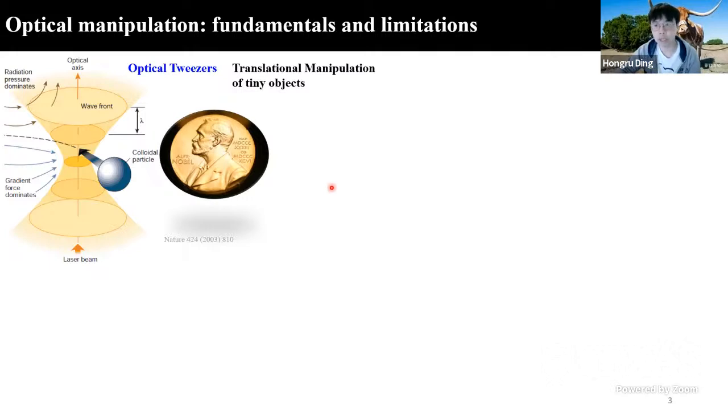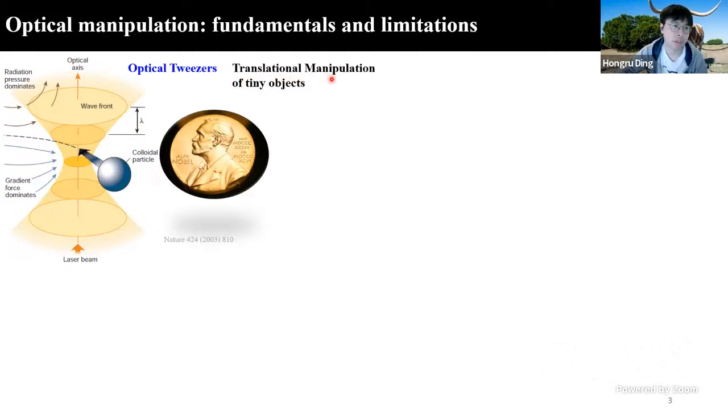First, let's talk about the introduction. On this page, I will introduce the fundamentals and limitations of the optical manipulation techniques. As you can see in these schematics, we can use a tightly focused light or laser beam to manipulate a colloidal particle as long as the particle is very close to the focus point of the laser beam. It relies on the optical force, so basically we can use this light to twist the particle and move it around. That's why we call it optical tweezers.